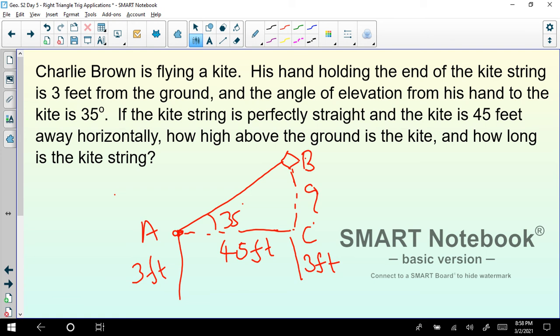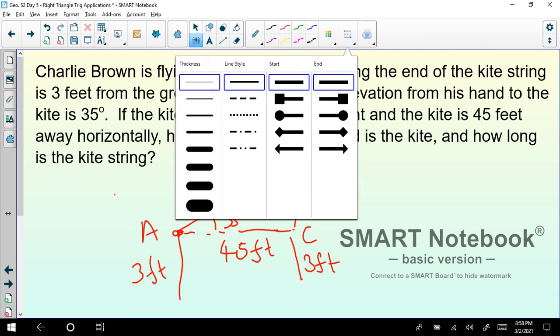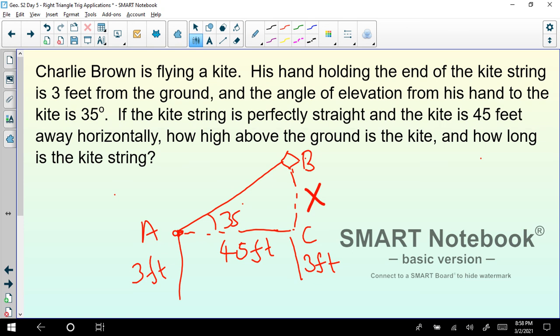Or BC, I'll call it X. We need to find X first using the trigonometric ratios and then add that to 3 feet to get the height from the ground. So this is your ground. Okay, so let's try to find this.